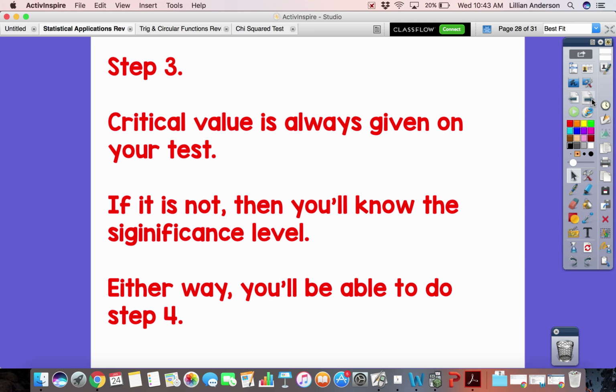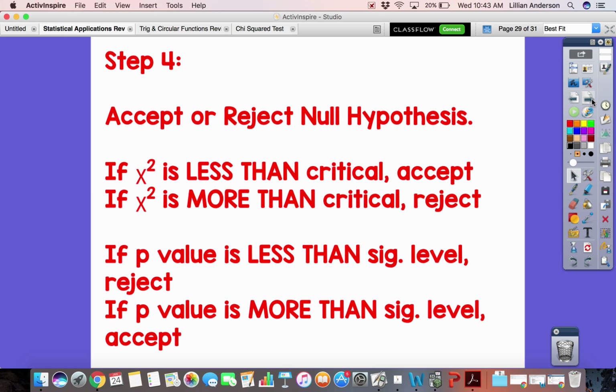So really, step 3 is kind of just like, okay, let's see, what do I have? Do I have the critical value, or do I have the significance level? Do I have both, one or the other? So that way you can do step 4, which is actually to either accept or reject the null hypothesis.